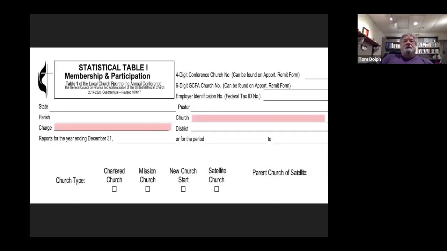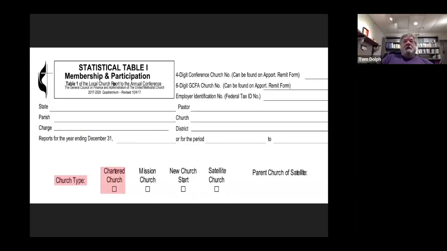Also, just know that if you're on a multi-point charge, the charge name goes in the blank to the left. Your individual church name goes in the blank to the right. You are only filling out information for your particular church, but we do need to know if your church is on charge. In this section, it is highly unlikely that you are anything other than a chartered church. We don't really have any of those other categories in our conference.